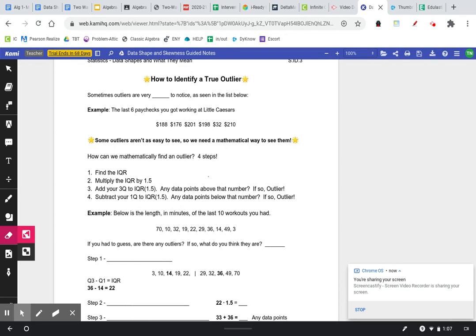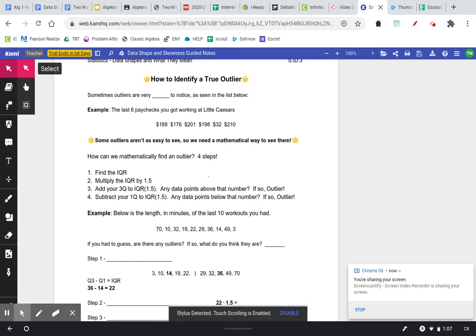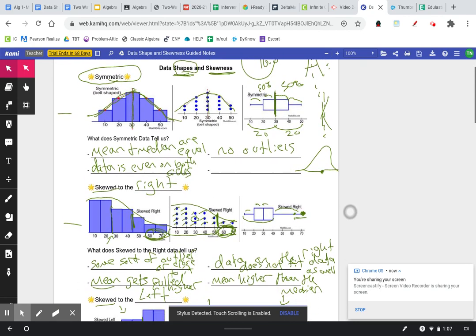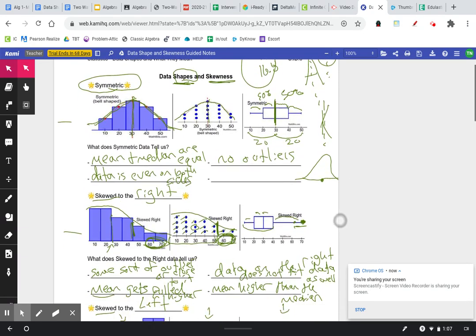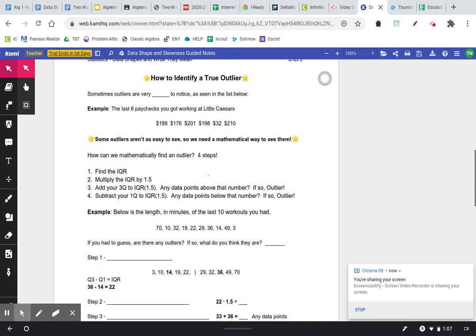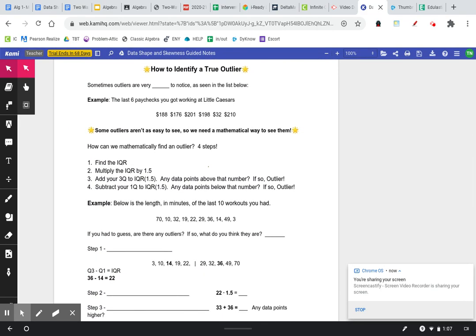Picking up where we left off on the last lesson, we got an opportunity to see shapes of data and some of the names that we have for them, and what those shapes really mean to the data and how we can use it. Today we're going to look at how to identify a true outlier. Outlier is a term that we've been using throughout the last week and a half or 2 weeks in our Algebra 1 class. But today we need to really figure out the mathematical formula for how to find a true outlier.